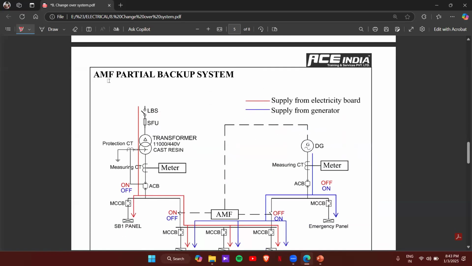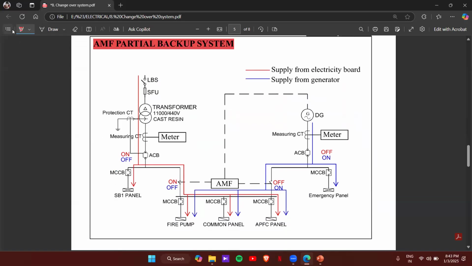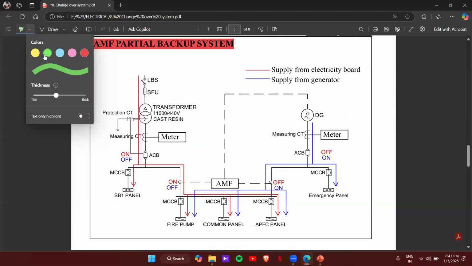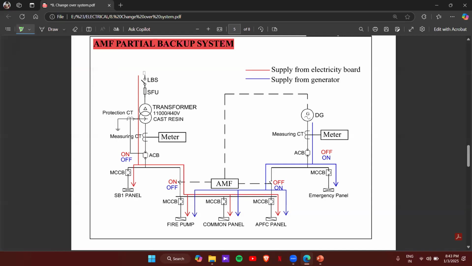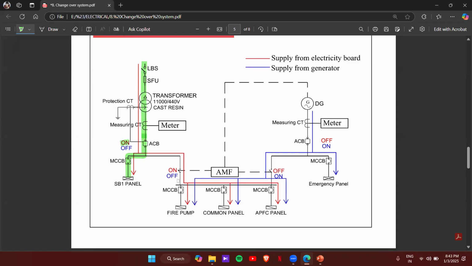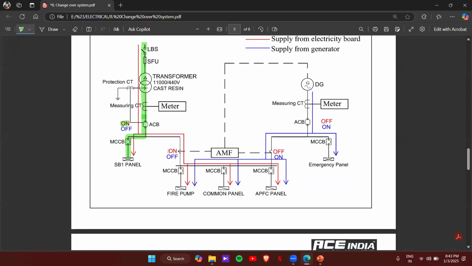Now the next one is our AMF itself, that's a partial backup system. Here, in the same way, I'll explain from the normal side first. On the normal side, supply from the EB and the ACB will be in on condition and the supply will be coming to the SB1 panel. And here you can see that there will be one more contactor placed. So this is contactor one, or it can be called an isolator itself, and the isolator two.